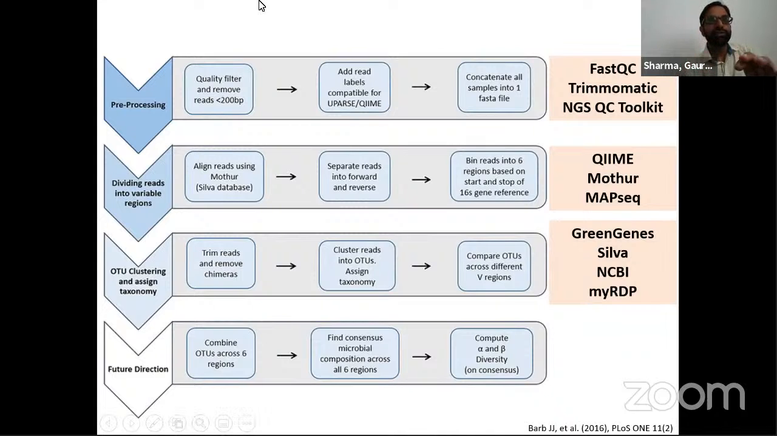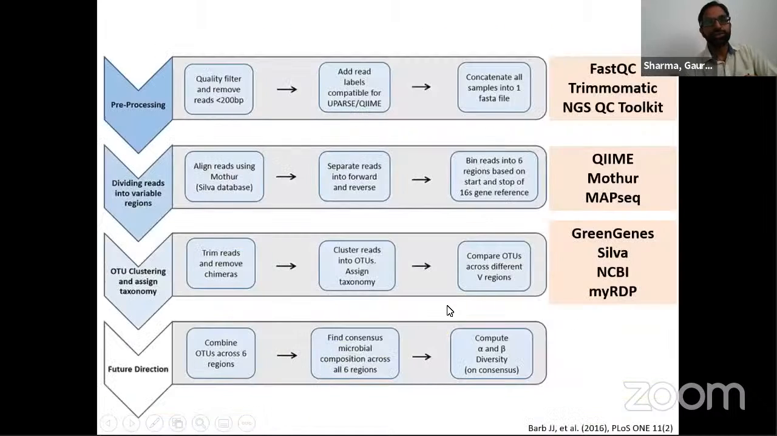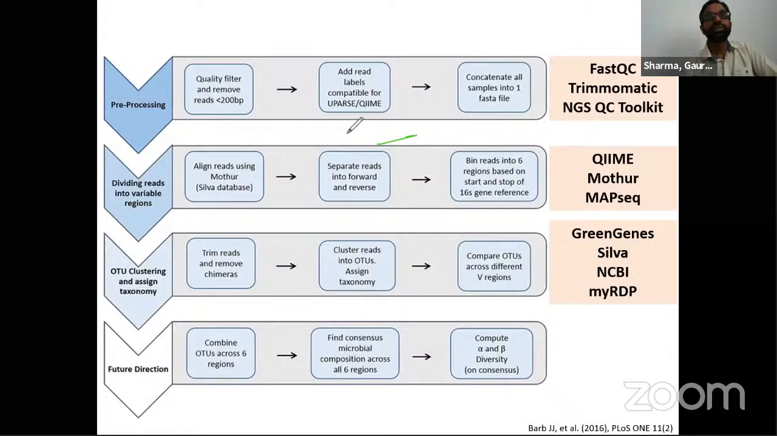Okay, once we have our reads, reads are like small fragments. So let's say if we are using V3 V4 primer, our reads will be around 400 base pair or 428 base pair. I will just quickly show you here. So reads are like this. Okay, so we have small reads, maybe millions of reads.